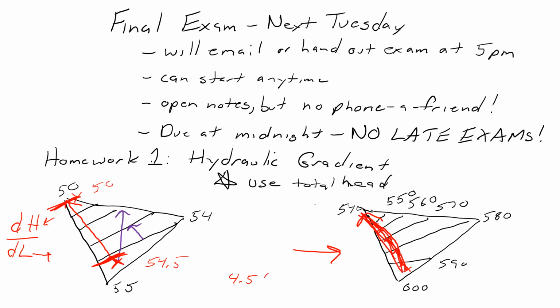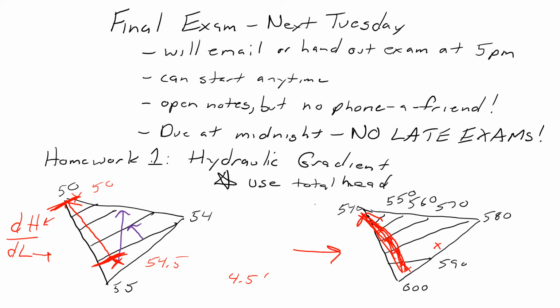Okay? So always do, let's say if you're starting right here, this X, your flow path would look something like that. It would curve off. That's the shortest distance between those lines. Okay? So for calculating the hydraulic gradient, that's how you do it.